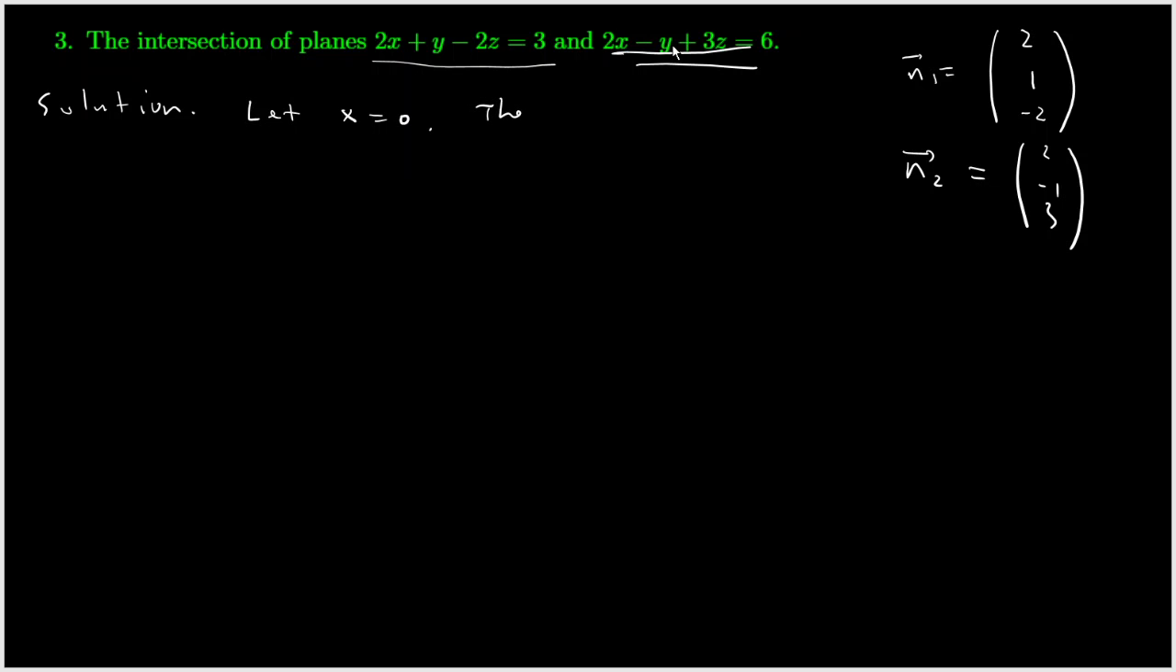And then the two planes will become something like this. The two equations, I mean. X value is 0. The first equation will become y minus 2z, right? Is equal to 3. And then look at the double underline. X value is 0. The second equation will become negative y and then plus 3z is equal to 6, right?